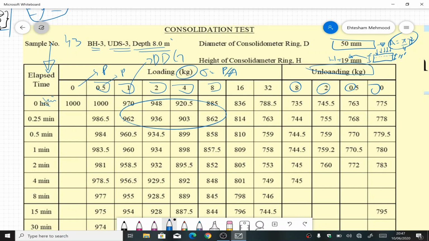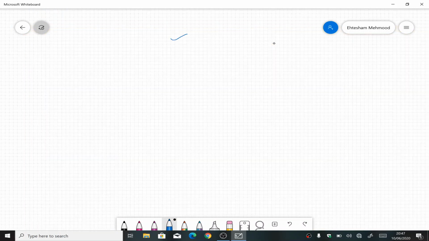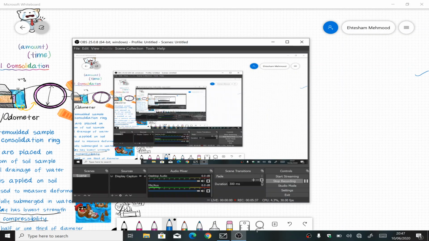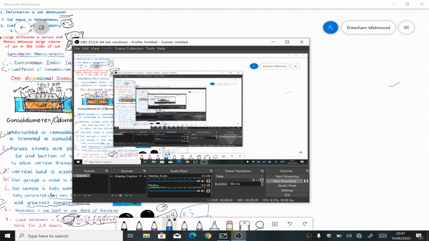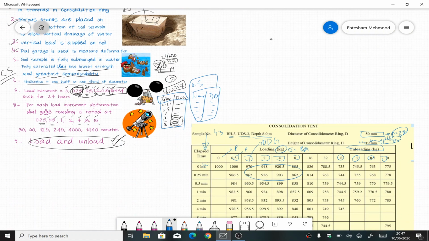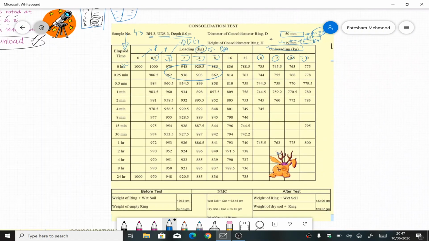And once again, first write the initial data, that is, what was the diameter of the specimen, what was the borehole number, what was the sample number. So details like this we will note. And then we note the readings. All right, all these readings, and I know it's laborious work.